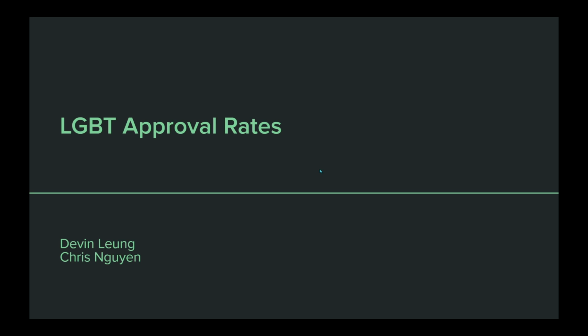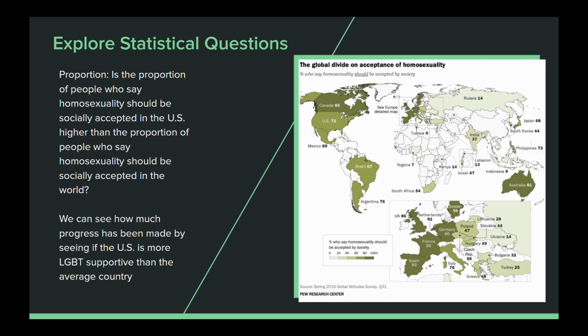Hi, this is our impact project presentation, and my focus was on LGBT approval rates. I explored some statistical questions, and my question at the end was, is the proportion of people who say homosexuality should be socially accepted in the US higher than the proportion of people who say homosexuality should be socially accepted in the world?